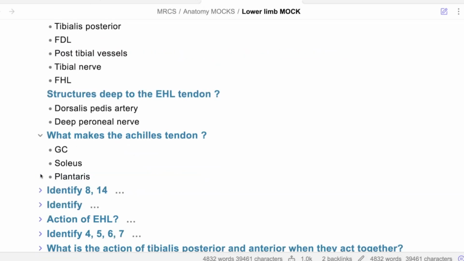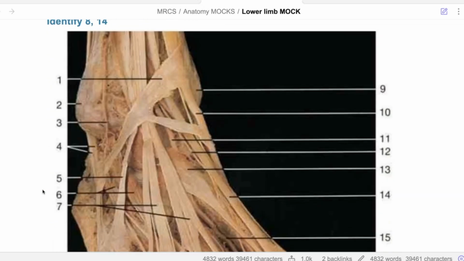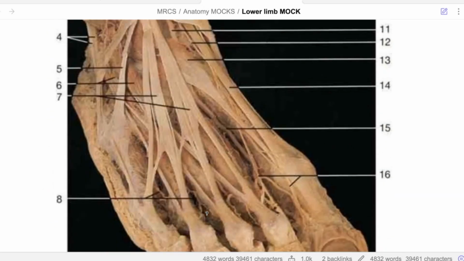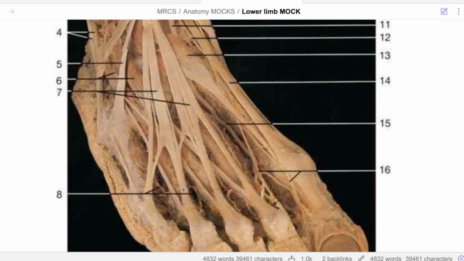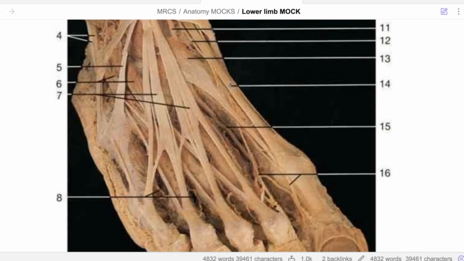Excellent. Well done. And identify 8 and 14 on this diagram. So that is 8. It's the interdigital artery. What about 14? 14 is the extensor hallucis longus tendon. I want you to do 13 as well, if you'd like. Okay, 13. That's extensor hallucis brevis. So you have the longus here, the brevis is there. Okay.